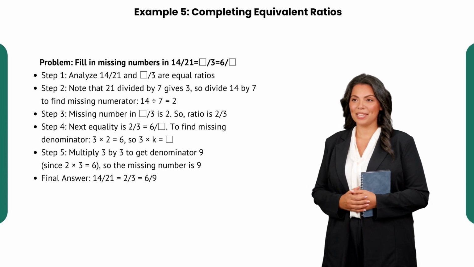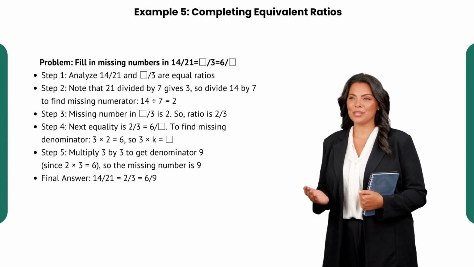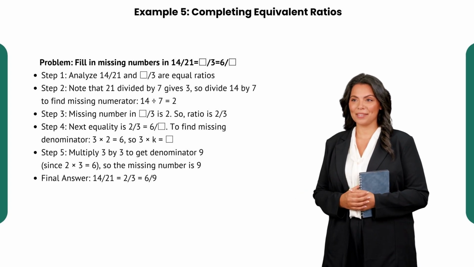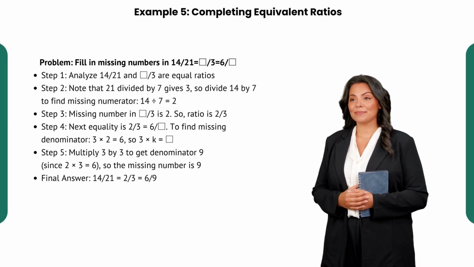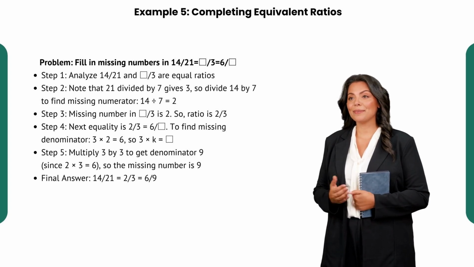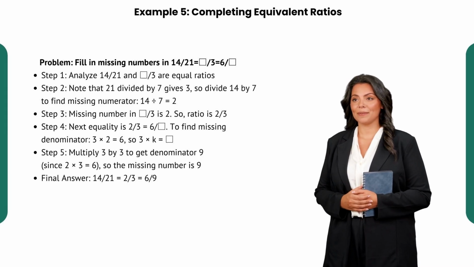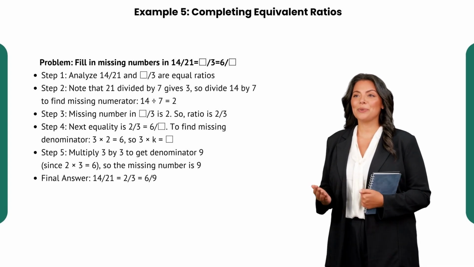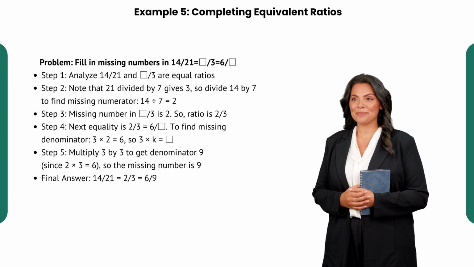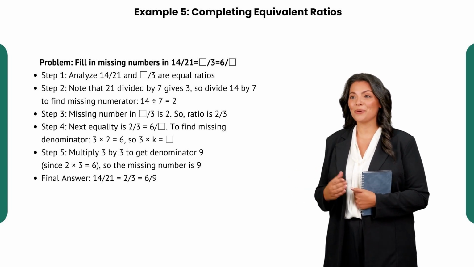14 over 21 equals blank over 3 equals 6 over blank. Step 1. Start with the first equality. 14 over 21 equals something over 3. Notice 21 divided by 7 is 3. So, to keep the ratios equivalent, divide numerator 14 by the same number 7. This gives 14 divided by 7 equals 2. So, the missing numerator is 2. The ratio is therefore 2 over 3.